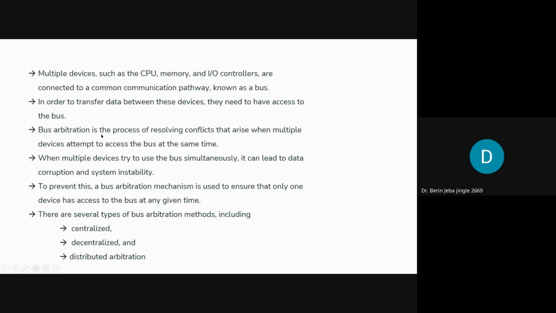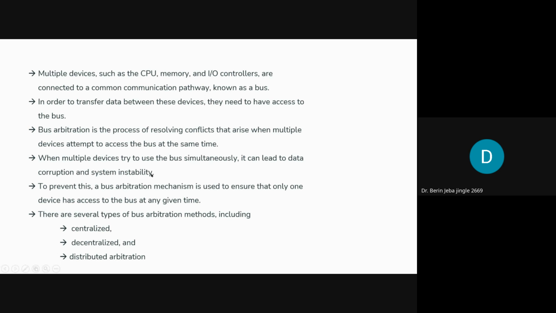Bus arbitration is the process of resolving conflicts that arise when multiple devices attempt to access the bus at the same time. When multiple devices try to use the bus simultaneously, it can lead to data corruption or system instability. To prevent this, the bus arbitration mechanism is used.